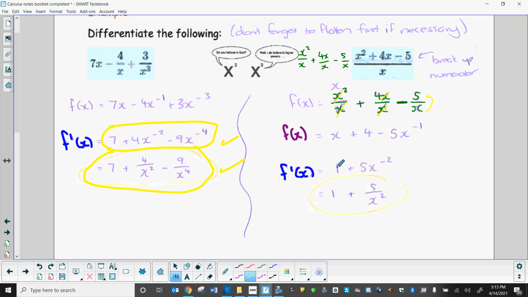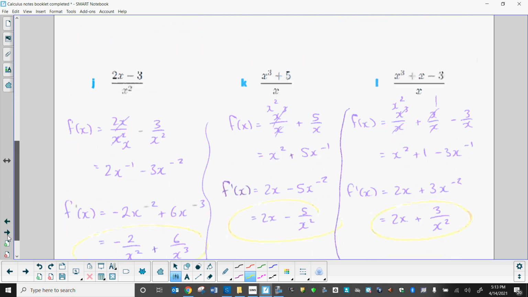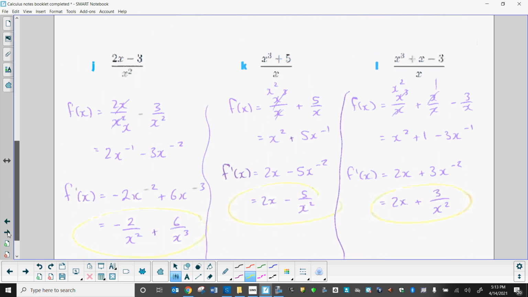So that would do fine if you were not asked for positive indices. If you're asked for positive indices, then you have to bring the x to the bottom, make it plus 5 over x squared, if you wanted positive indices. Yay. Now let's do three more examples.